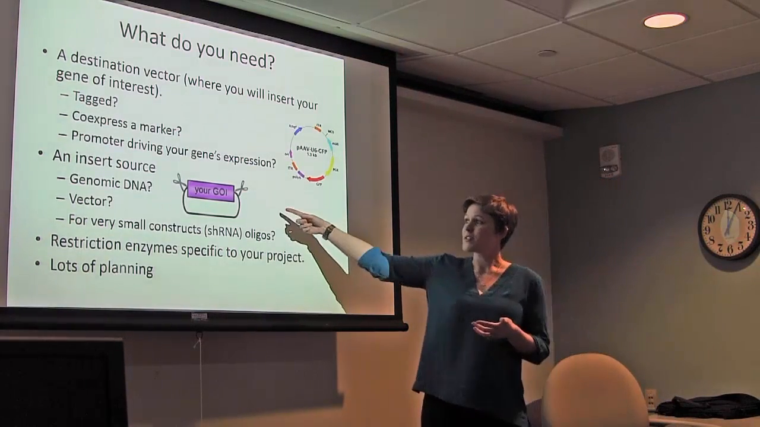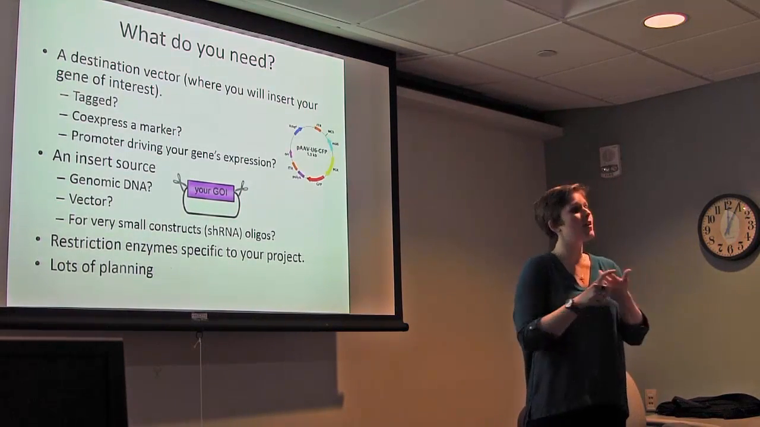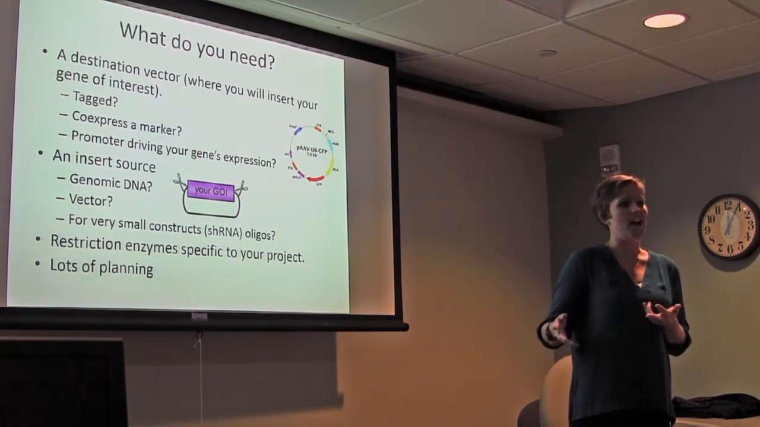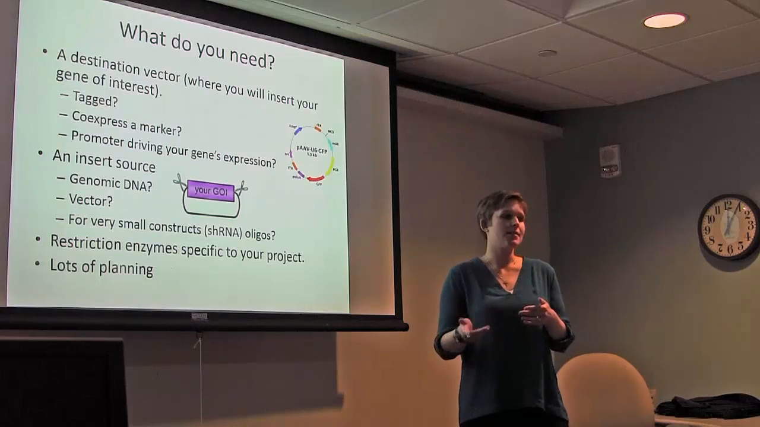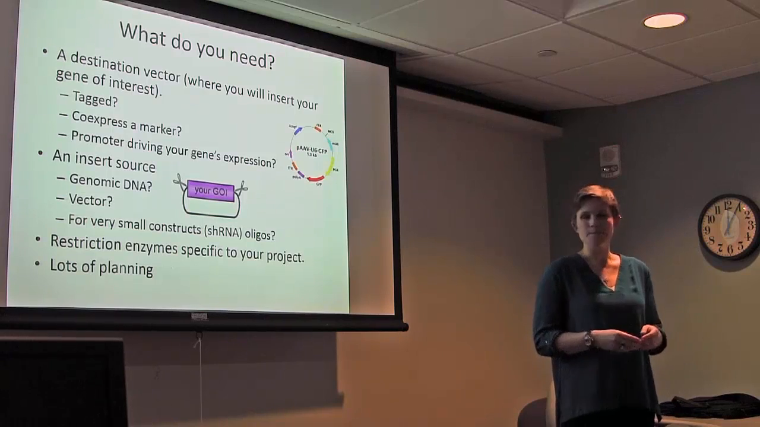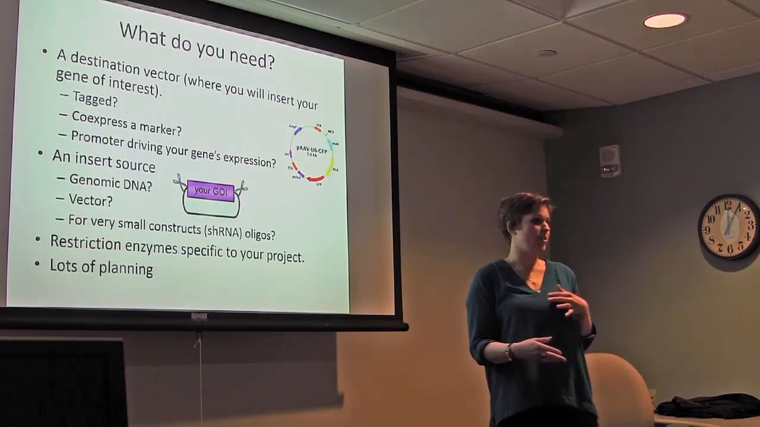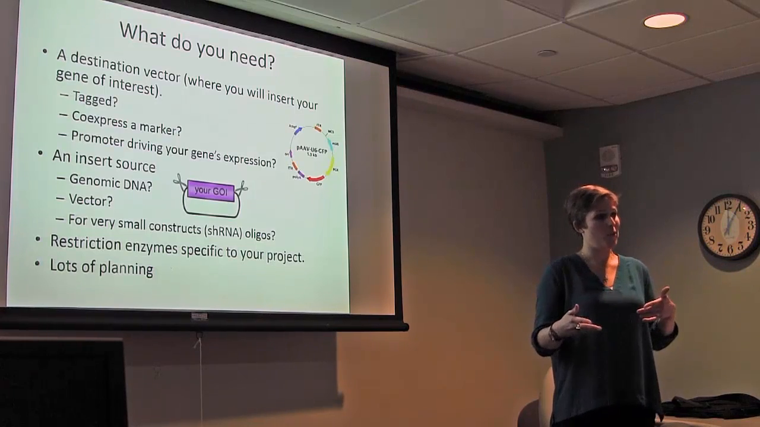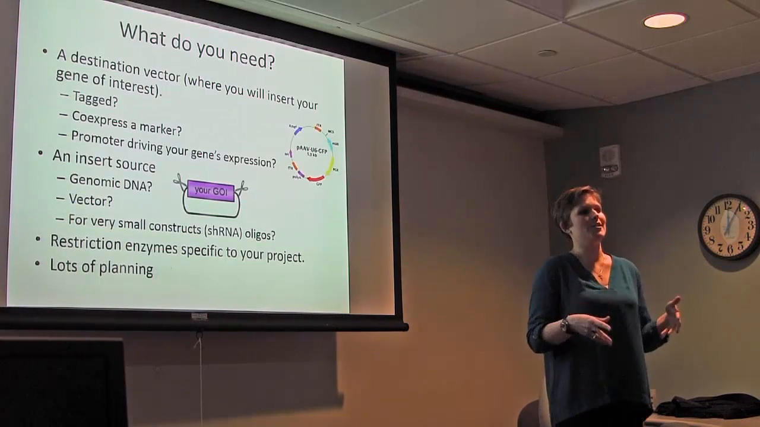You'll also need an insert source. You can get your insert source from genomic DNA or cDNA made from mRNA. You can get it from another vector that maybe doesn't have the tag you want, but has the gene of interest that you want in it. Or for very small constructs like shRNA, you can actually have oligos made by a company like Invitrogen. Those are your options for how you get your insert source. Then you also need restriction enzymes that are specific to your project. I'll get more into detail about restriction enzymes, what they are and why they're important. But you'll need restriction enzymes specific to your project, and then, really importantly, lots of planning.